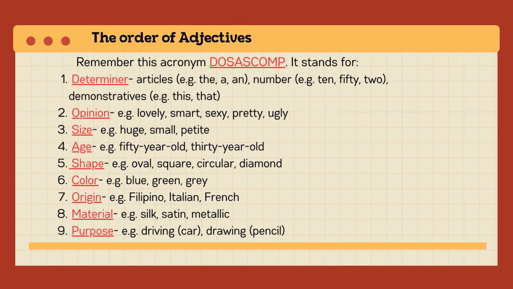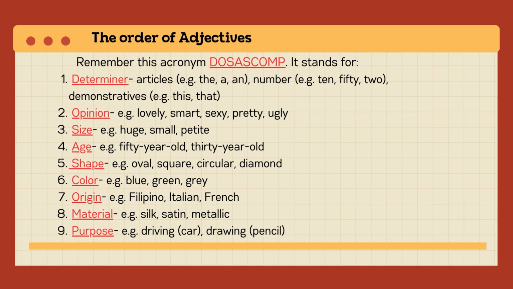To easily remember the order, keep in mind the acronym DOSASCOMP. Do Sas Comp. It stands for determiner, opinion, size, age, shape, color, origin, material, and purpose. Determiner.